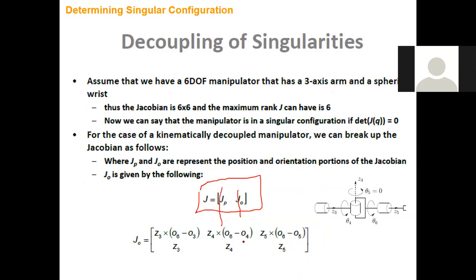Now J0, which is the orientation part of the Jacobian. What is J0 here? Orientation meaning, are you talking about arm or wrist? J0 would be the wrist. That's the wrist, right? Cool.